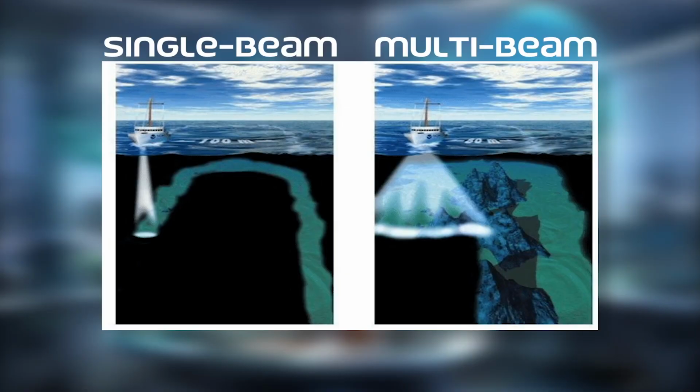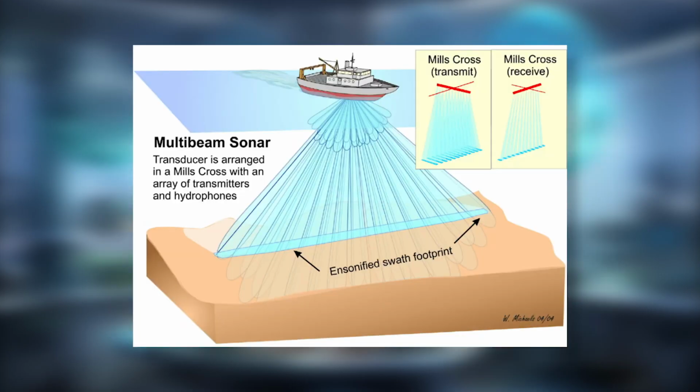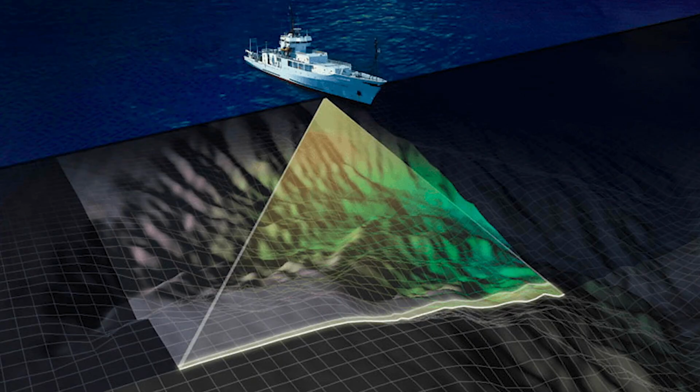A single beam transducer repeatedly emits a single pulse of sound directly beneath the vessel, providing a single depth measurement along the travel track line. A multibeam transducer repeatedly emits hundreds of pulses of sound in a fan-like fashion beneath the vessel, providing a large swath of depth measurements perpendicular to the vessel's track.